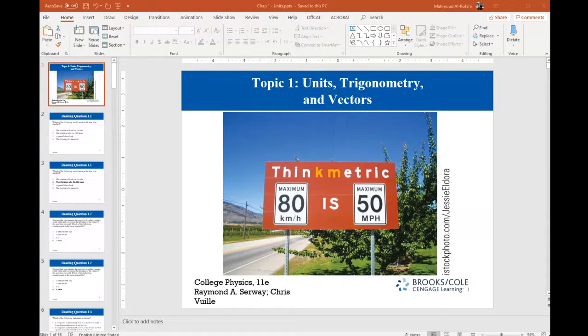So what is physics? When we study physics, what are we actually doing? When we study physics, we are doing measurements. Most of the time, we are trying to understand something, how it changes its position, its velocity, its energy, and so on and so forth with time. So physics is about measurements.